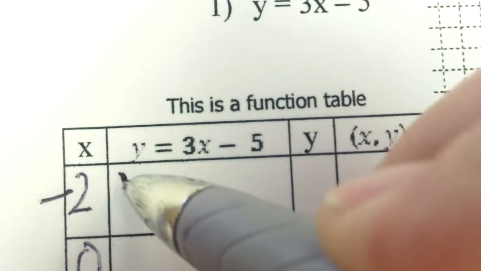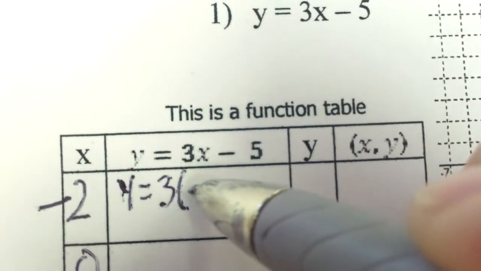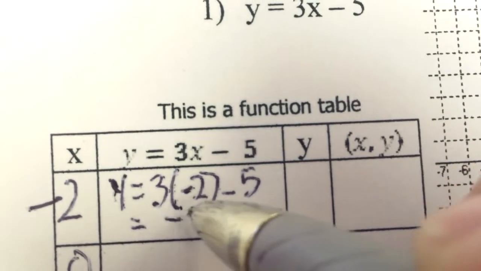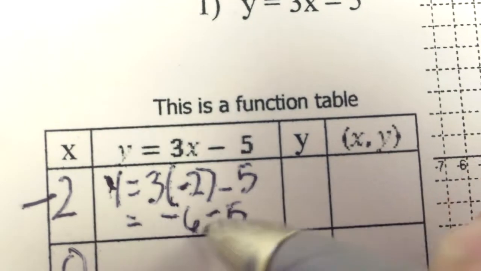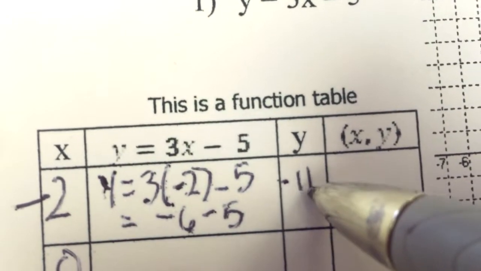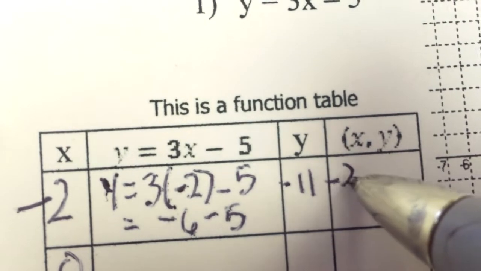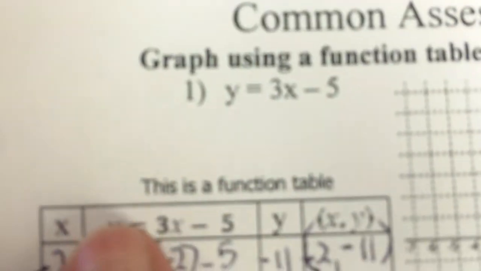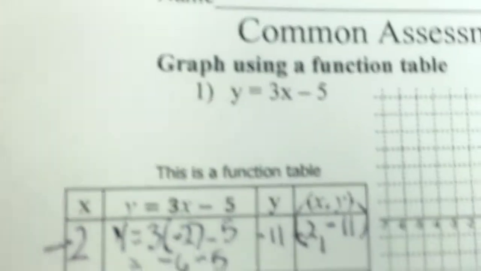y equals 3 times -2 minus 5, y equals -6 minus 5. If I put all these negatives together, I have 11 negatives. So that is the point -2 comma -11. And then we're going to make x 0, my personal favorite. If x is 0, can't we just cover up this? Because 3 times 0 is 0, isn't it? So if I cover that up, then y is equal to -5.